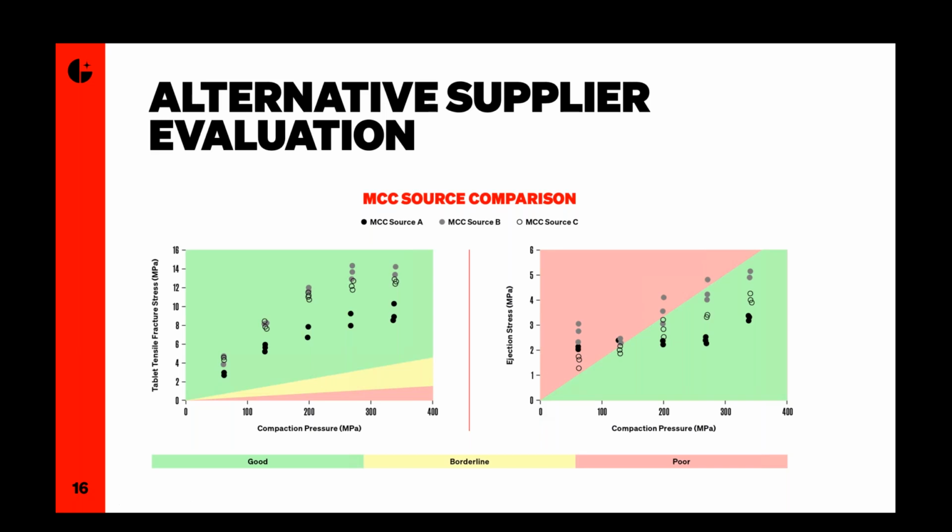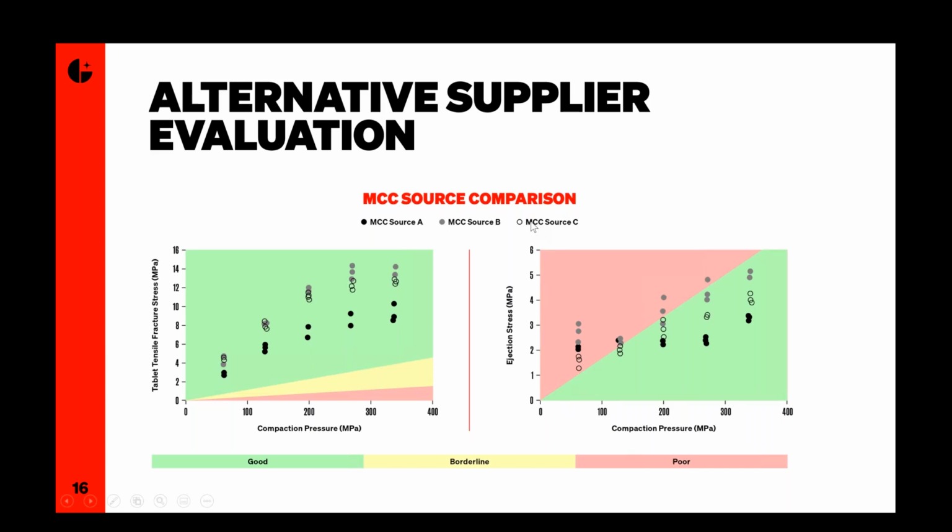In these examples, it is just the MCC being tested by itself. Of course, when you add the API and so on, it's going to shift these results somewhat, but this is telling you intrinsically what the differences are between these sources. And because MCC provides so much of the strength in a tablet, tabletability is an incredibly important bit of information. MCC is not, of course, a lubricant, but because it can help with lubrication, it's also important to look at that as a factor in your choice here.